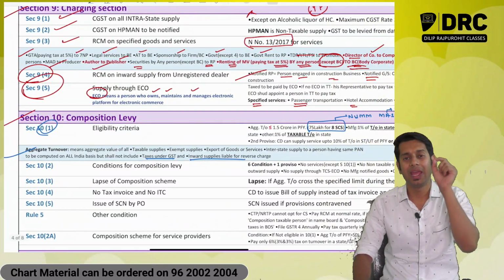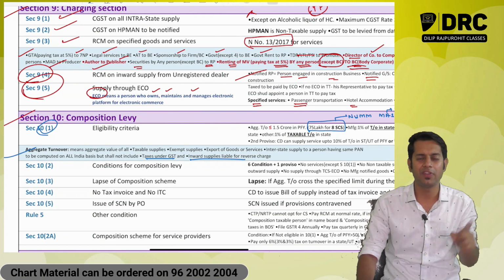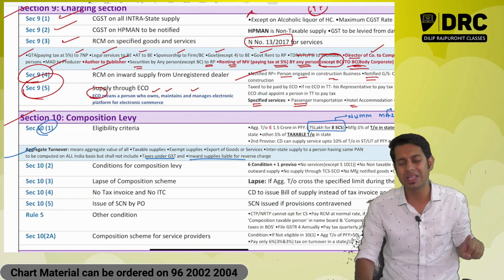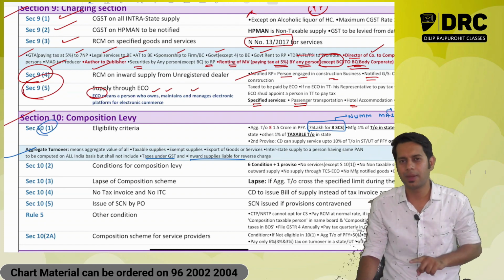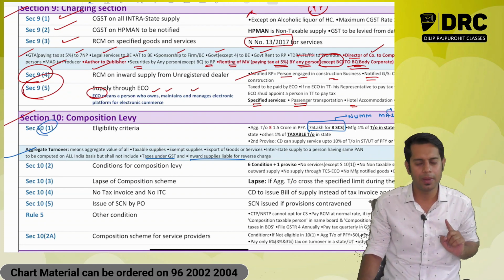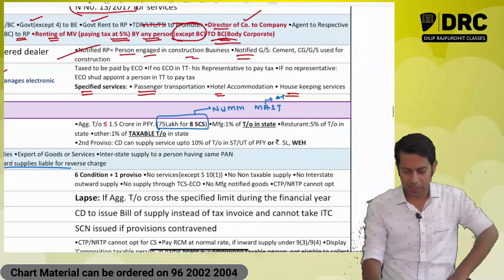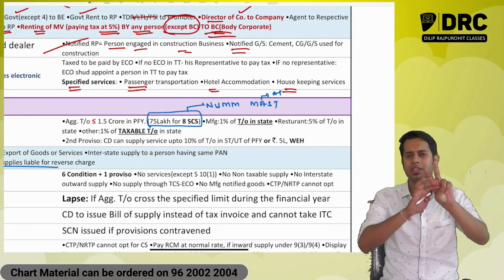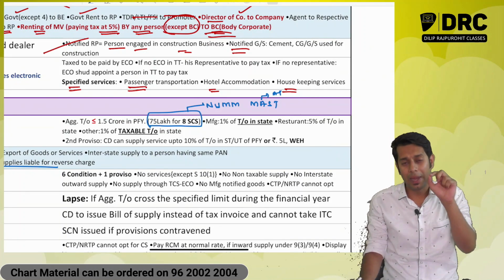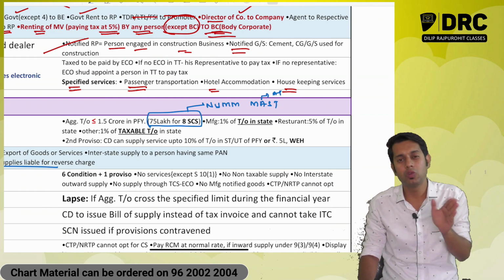Eligibility. Who is eligible? A registered person is eligible to opt for the composition scheme if his aggregate turnover in the preceding financial year did not exceed 1.5 crore rupees, and 75 lakhs for the 8 special category states. He can opt to pay tax at composite rates in lieu of tax payable by him under section 9. There are 2 provisos. This limit can be increased up to 2 crores, and a person who is opting to pay tax under section 9 can also supply services.